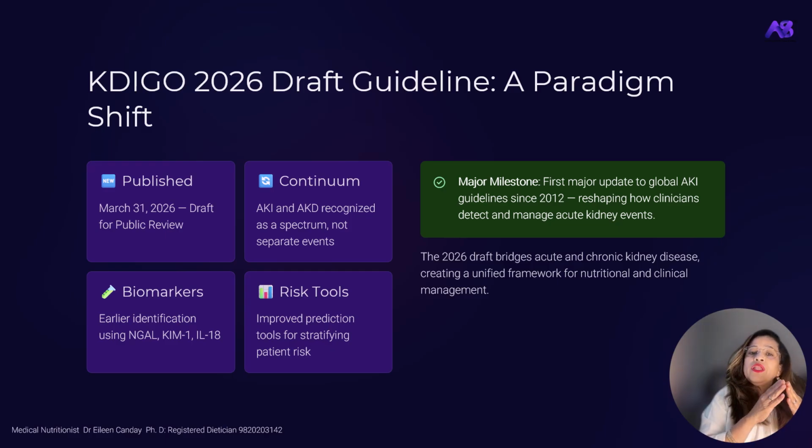However, when you talk about biomarkers, the newer biomarkers are NGAL, KIM1, and IL-18, which allow us to identify kidney injury. Now, this is not very commonly done, but these are available as a tool to identify. The significance here is that you have to bridge the gap between acute and chronic diseases. So giving a framework of how we approach and support these patients nutritionally is an important aspect.